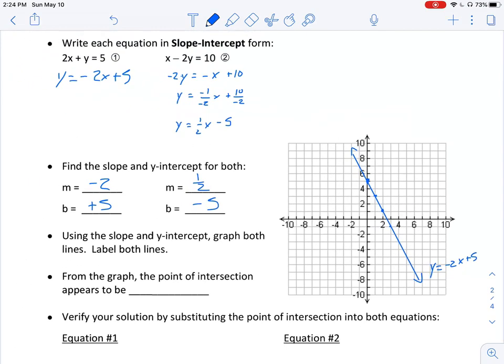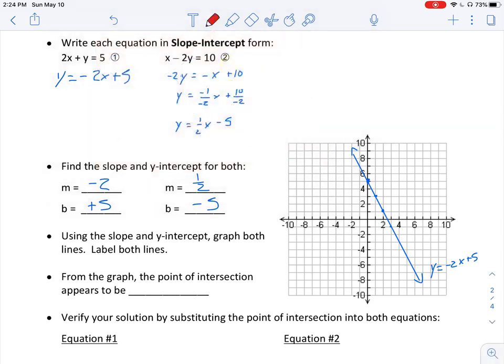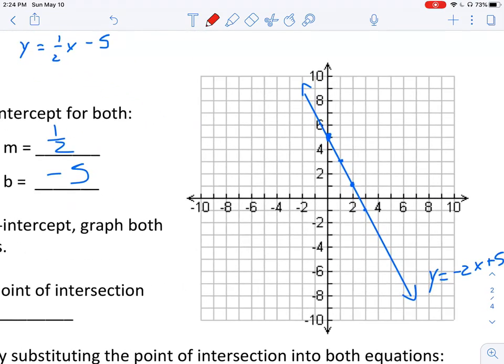Okay. Second line, different color. My slope is 1 over 2. My y-intercept is negative 5. So I'm going to place that negative 5 right here. I know that that's the point. My slope is 1 over 2. Up 1 and then over 2 to the right. Up 1 over 2. Up 1 over 2. Up 1 over 2. And I get the continuous line that looks like this. y equals 1 over 2x minus 5.